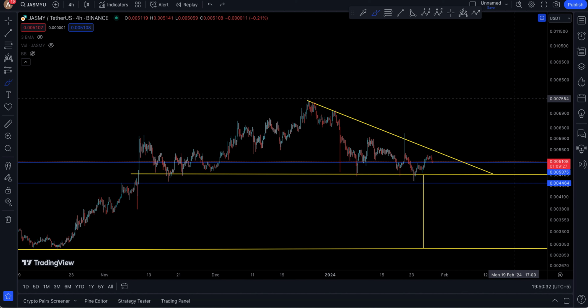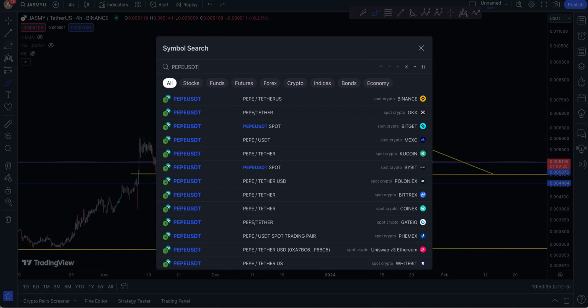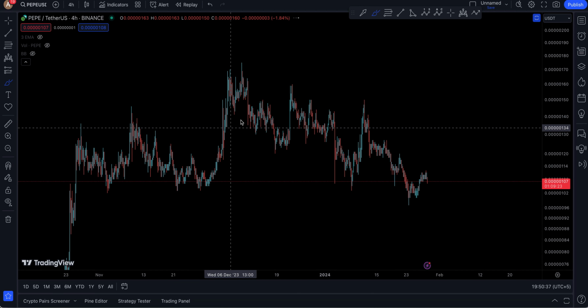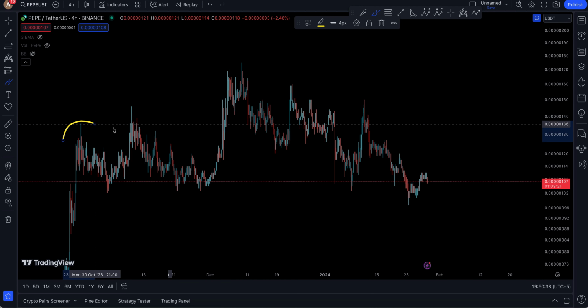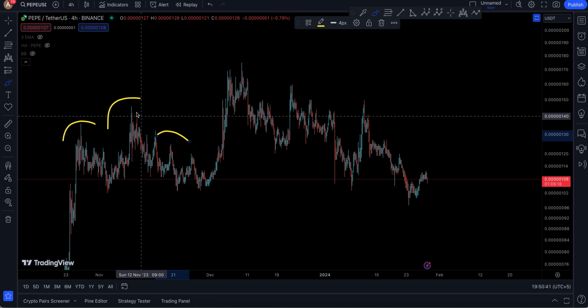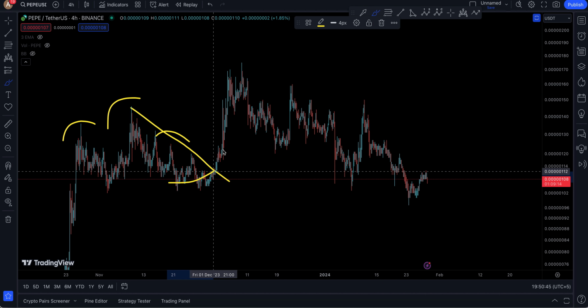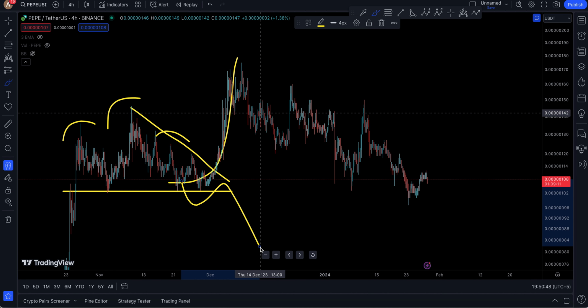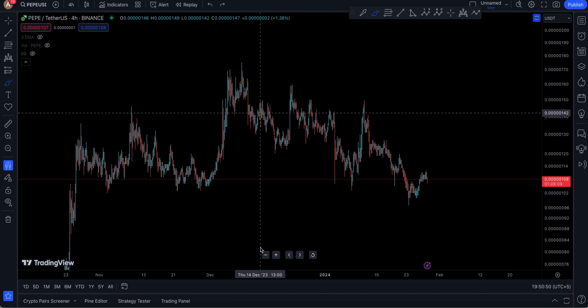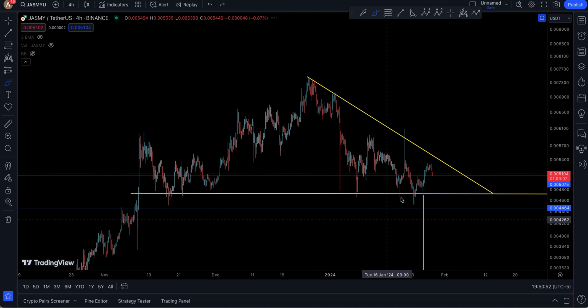One example I'm going to show you is Pepe. Pepe did it. It made a head and shoulders and still broke up. This was your left shoulder, this was your head here, this was your right shoulder, this was the range trap right over there, and it actually broke and went to the upside. It never really broke and went to the downside. So always wait for the break. Just because you have a head and shoulders doesn't really mean it moves down.